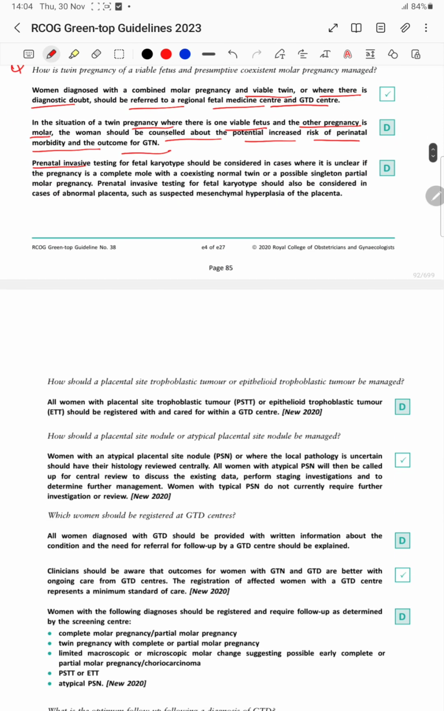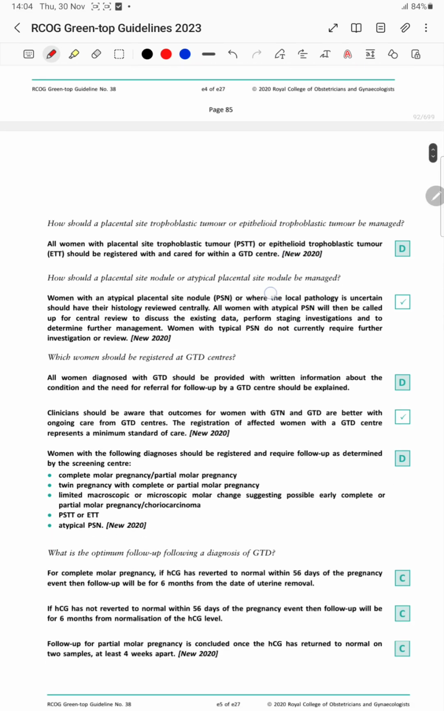Prenatal invasive testing for the fetal karyotype should be considered in cases where it is unclear if the pregnancy is a complete mole with a coexisting normal twin or a possible singleton partial molar pregnancy. Prenatal invasive testing for the fetal karyotype should also be considered in the case of abnormal placenta, such as suspected mesenchymal hyperplasia of the placenta.